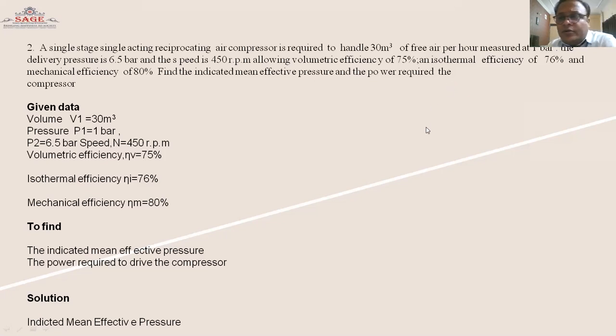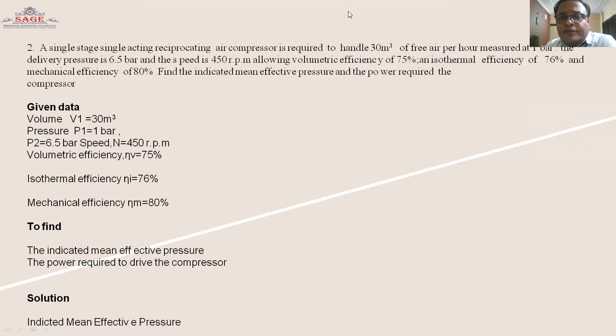There are two factors which will be required. First is the indicated mean effective pressure, and second is the power required to drive the compressor. The following parameters are given in the question. The volume V1, which is the initial volume, is given as 30 meter cube.